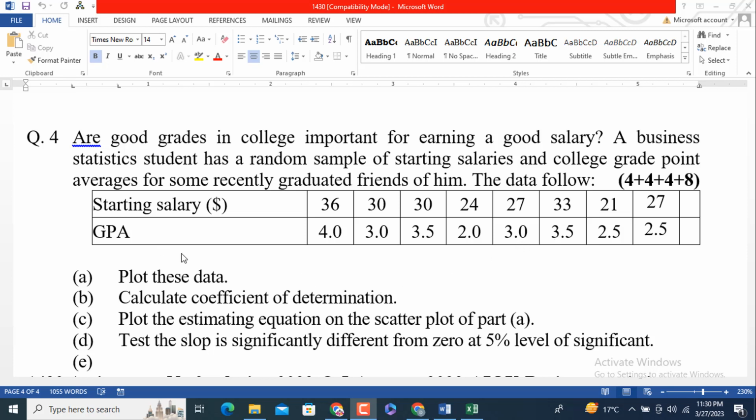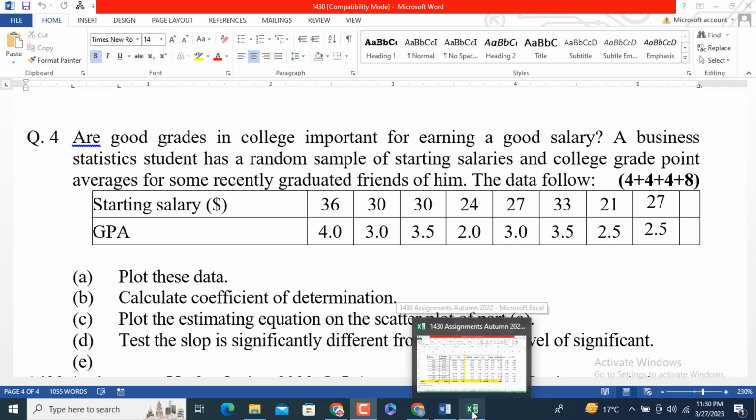So the first requirement is to plot this data. Then the second requirement, calculate the coefficient of determination. Then plot the estimating equation on the scatter plot of part A, and test whether the slope is significantly different from 0 at the 5% level of significance. So let's move to the solution that I have already prepared in an Excel sheet.